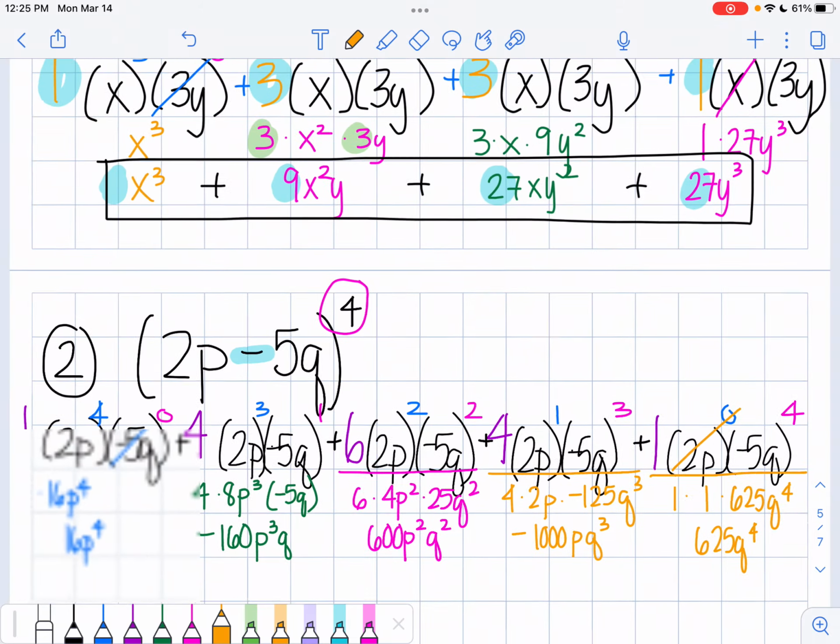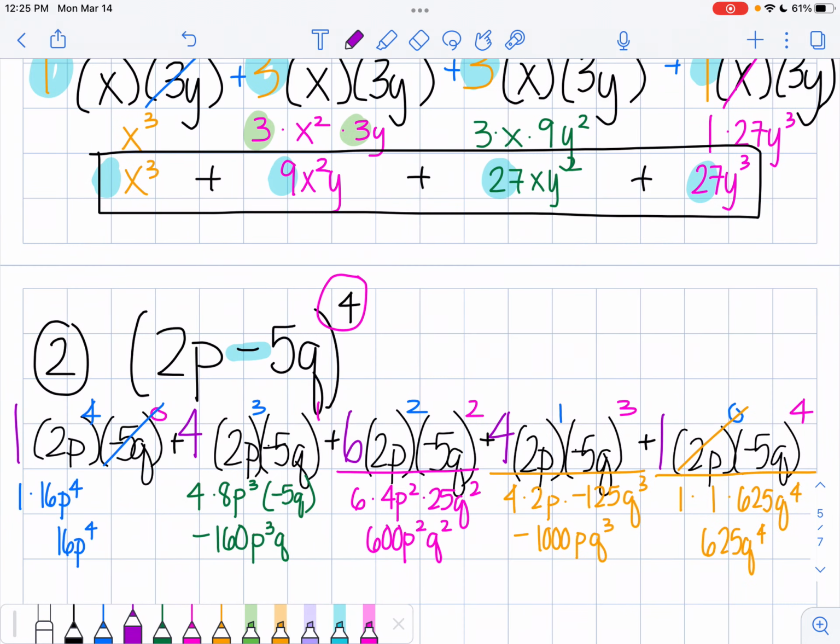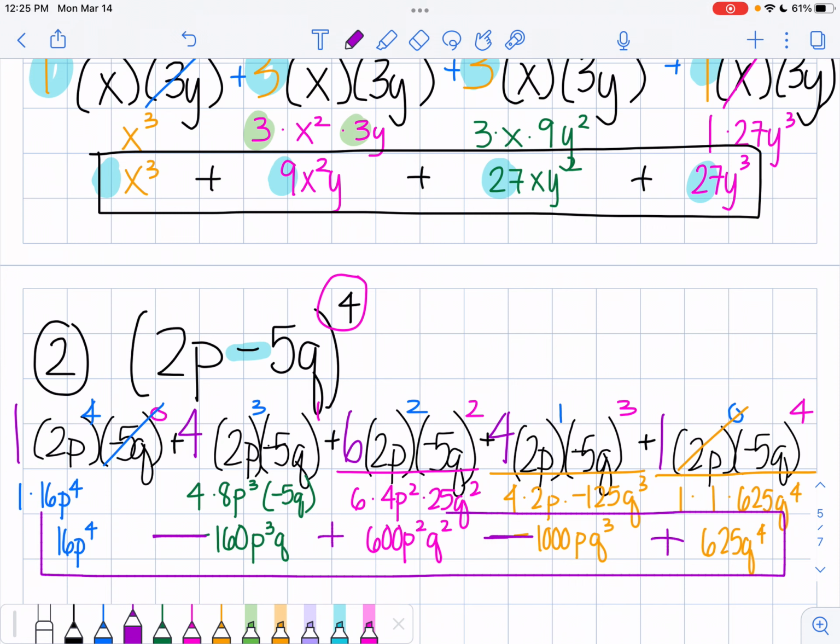Okay, so if I shrink this all down, now notice this is subtraction. So this is a positive, this is a minus, this would be a plus, this would be a minus, this would be a plus. Notice in my final answer that my signs are alternating because I have this subtraction here.